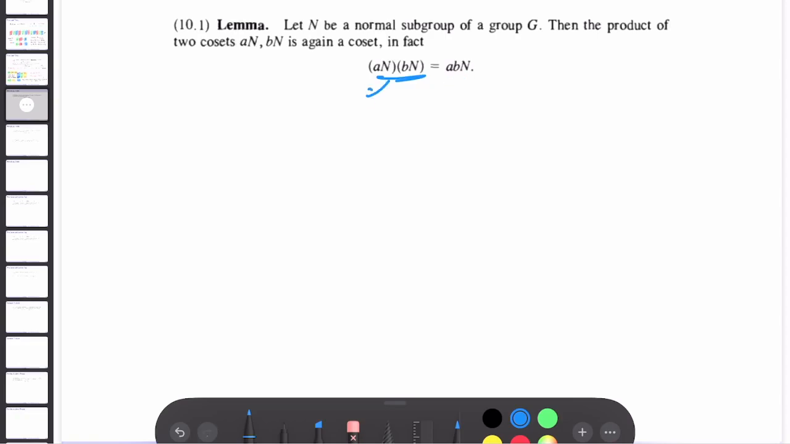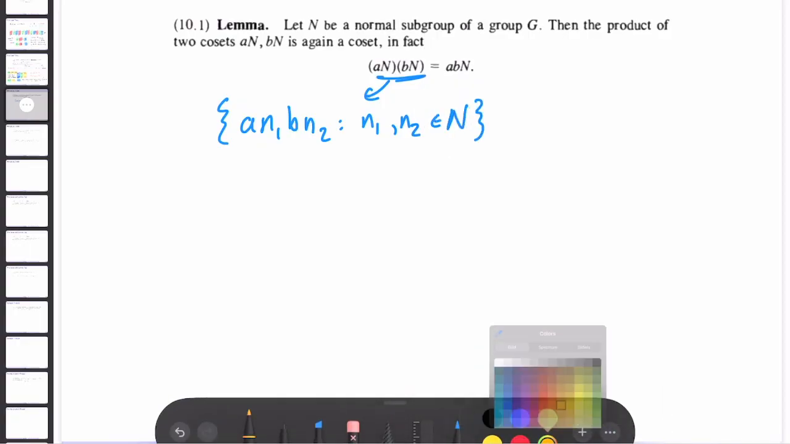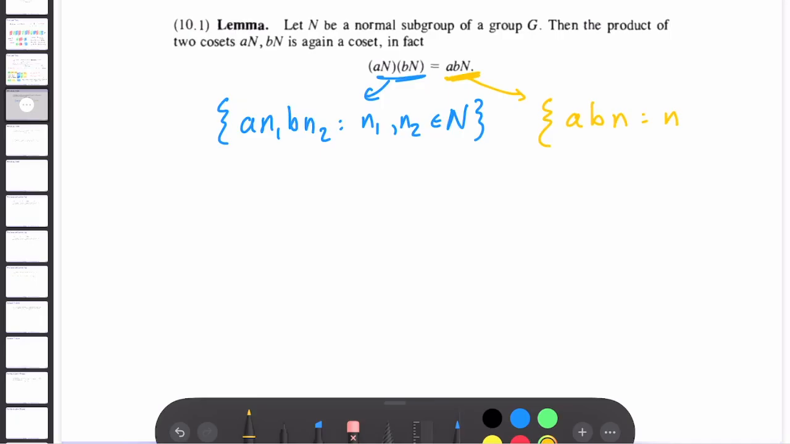The set on the left is every group element that can be written in the form a n times b n, where those n's can be different. And then this thing on the right is saying, and hopefully that shows up, do let me know if that color isn't good, this is a times b times n for any n inside of that subgroup.